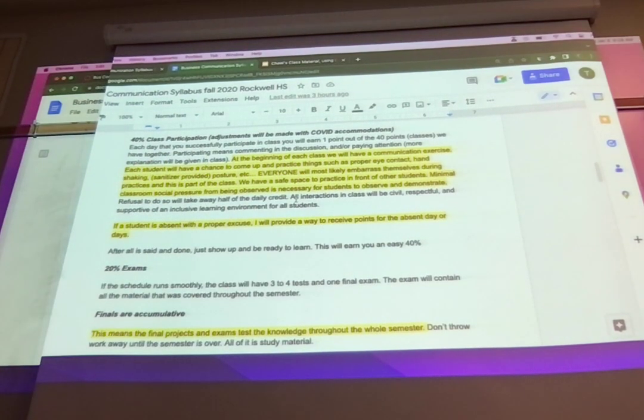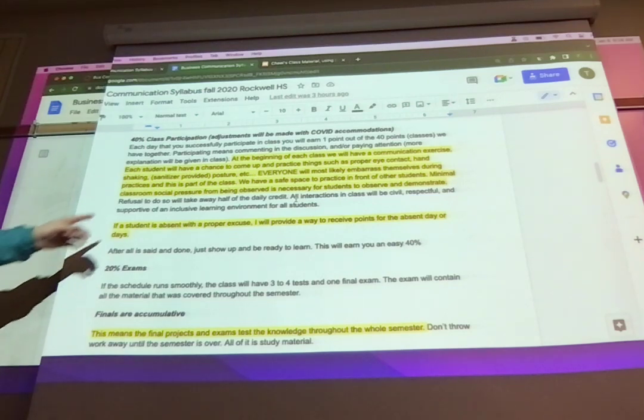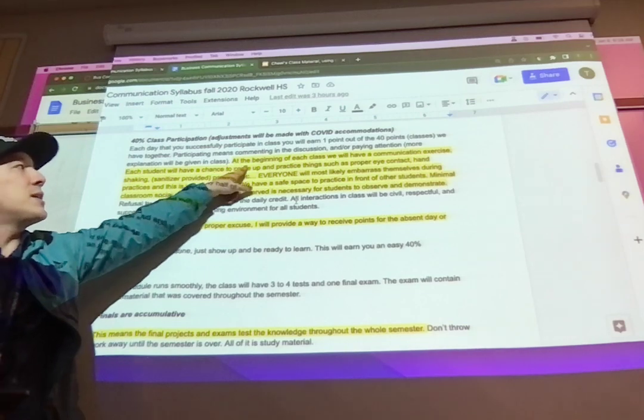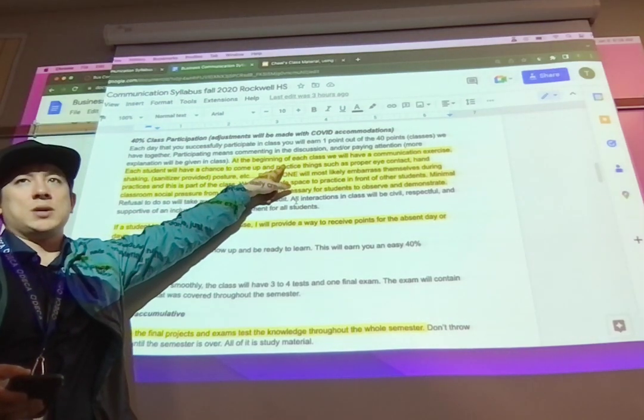Each day that you successfully participate in class, you will earn 1 point out of 40 points. Participating means coming in, joining the discussion and/or paying attention. More explanation will be given in class. Okay? Let's go on to this part. At the beginning of each class, Lucas, can you read that for me?